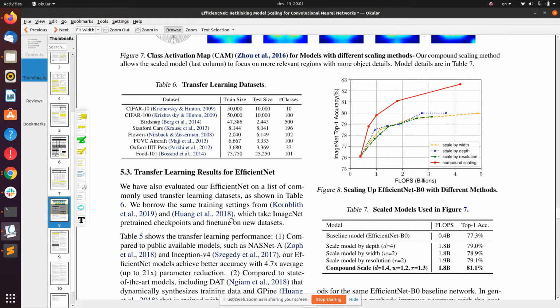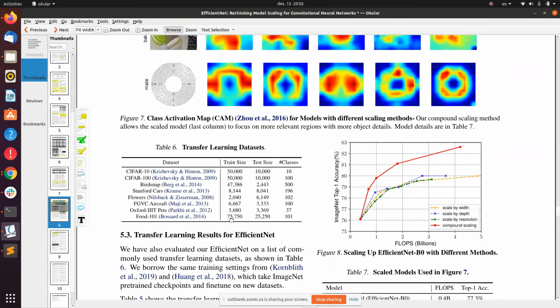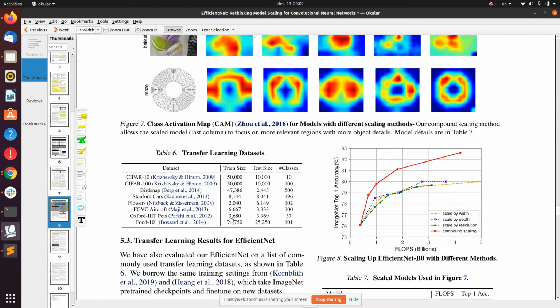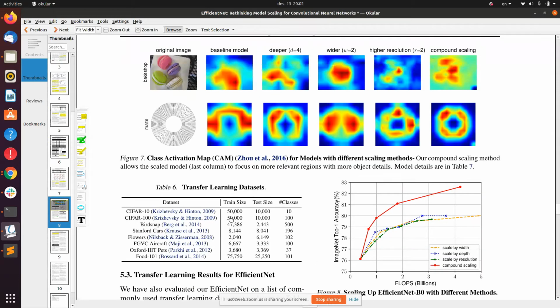Yeah, I think so. In terms of flops, if you see, this is very much less compared to the existing state of the art, GPipe for example. And I think memory they might have done with that only.